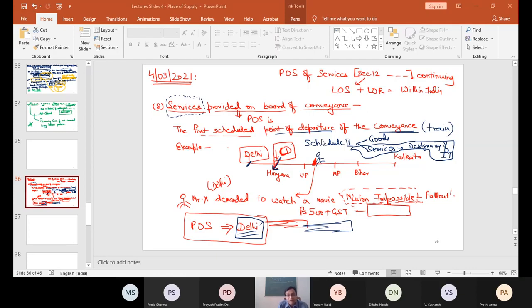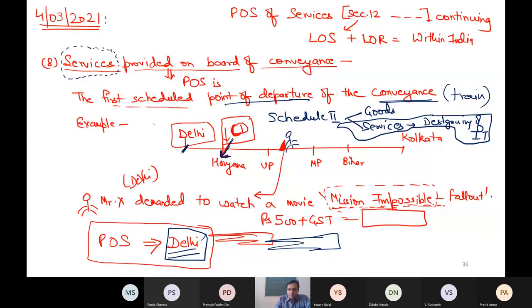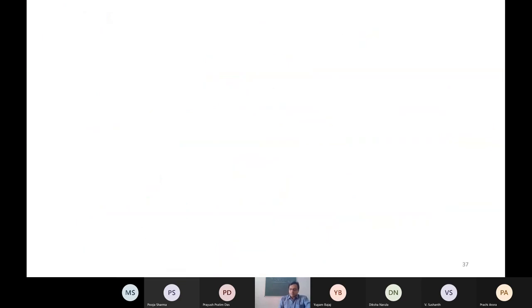Please raise your hand if the concept is 100% clear. So in case of goods provided on board a conveyance and services provided on board a conveyance, there is a difference. Please raise your hand if the concept is 100% clear without any doubt. Next point. Telecommunication services.